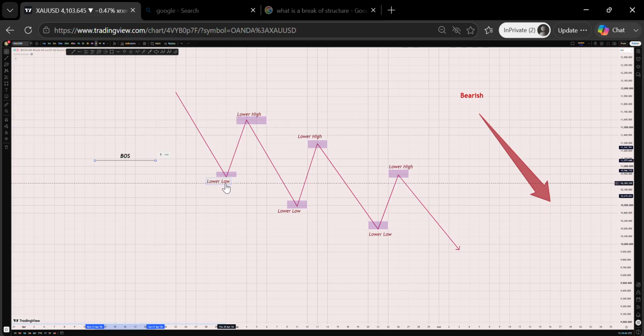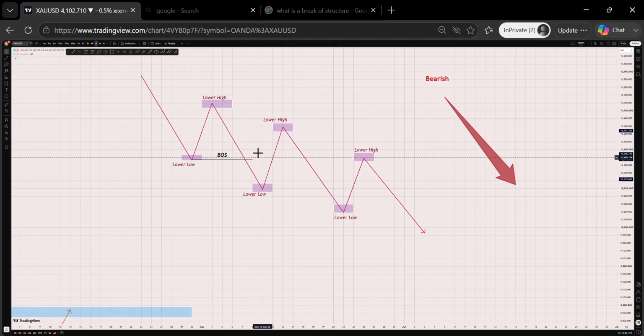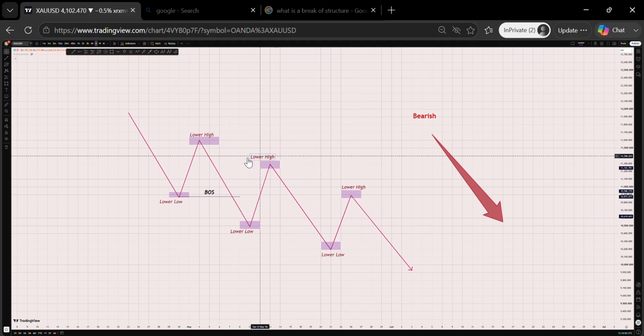Okay, and when that happens, we'll say a break of structure has occurred because a break of structure is when the price pushes past a resistance or a support. Okay, and then as you can see, the price broke the structure and then it went to hit another support. It found support again where it couldn't go any further.